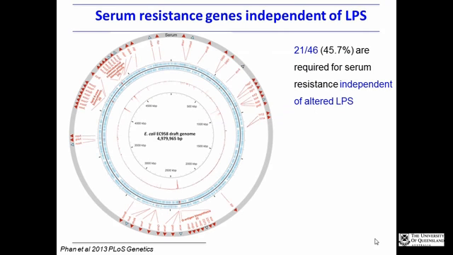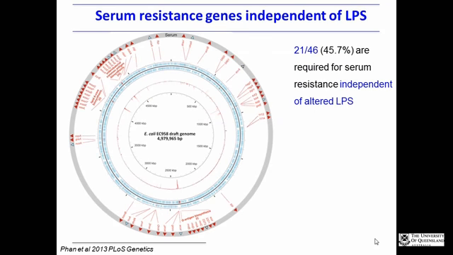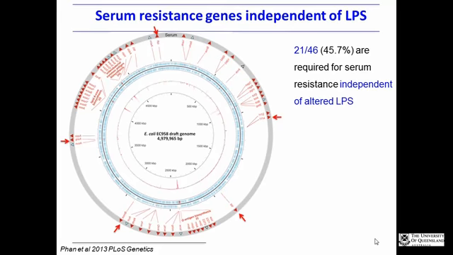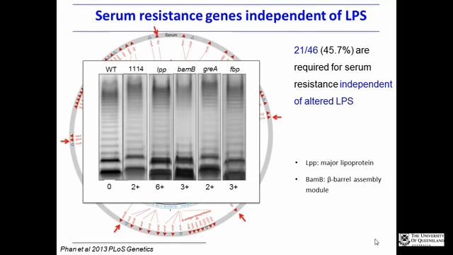Now, what else did we find? Well, we found that there were around 45% of the genes that are required for resistance to human serum independent of altered LPS. So I've indicated some of those here, and if we have a look at those, we can see that the LPS profile is unaltered. If I just point out a couple of these genes, one is LPP, which encodes for a major lipoprotein of E. coli. And in fact, this was the most sensitive mutant that we identified amongst all of the mutants that we made with respect to killing in the presence of human serum.